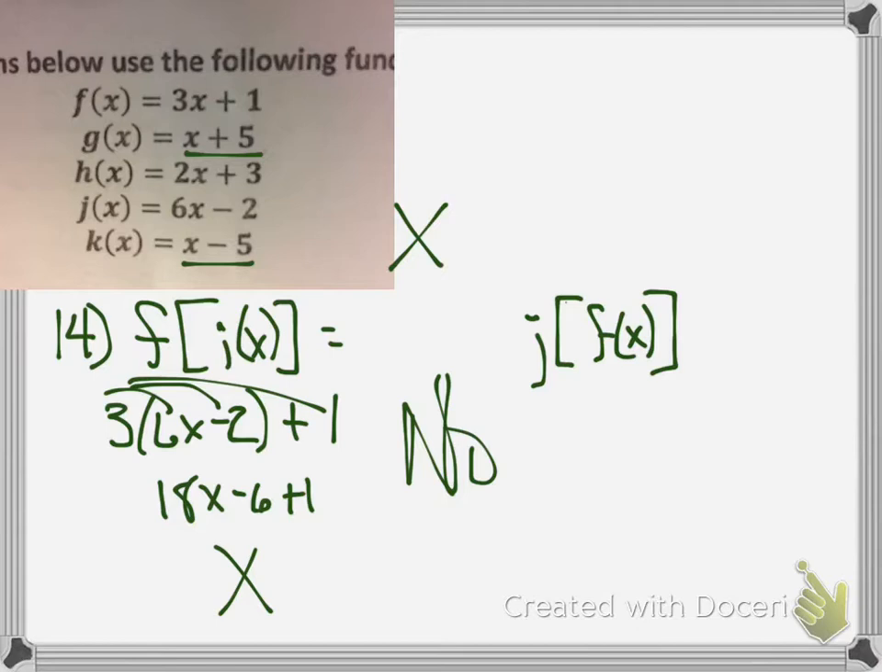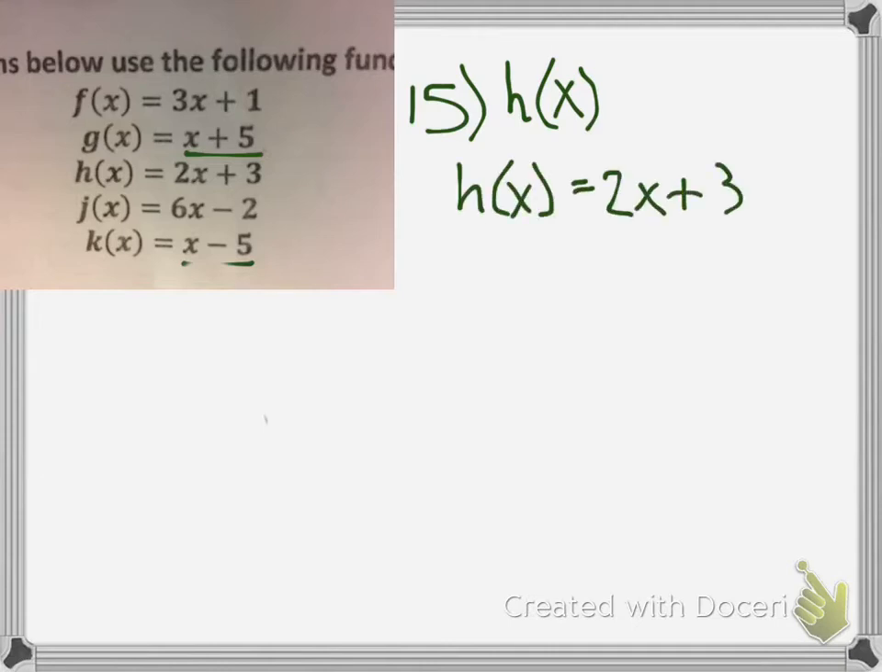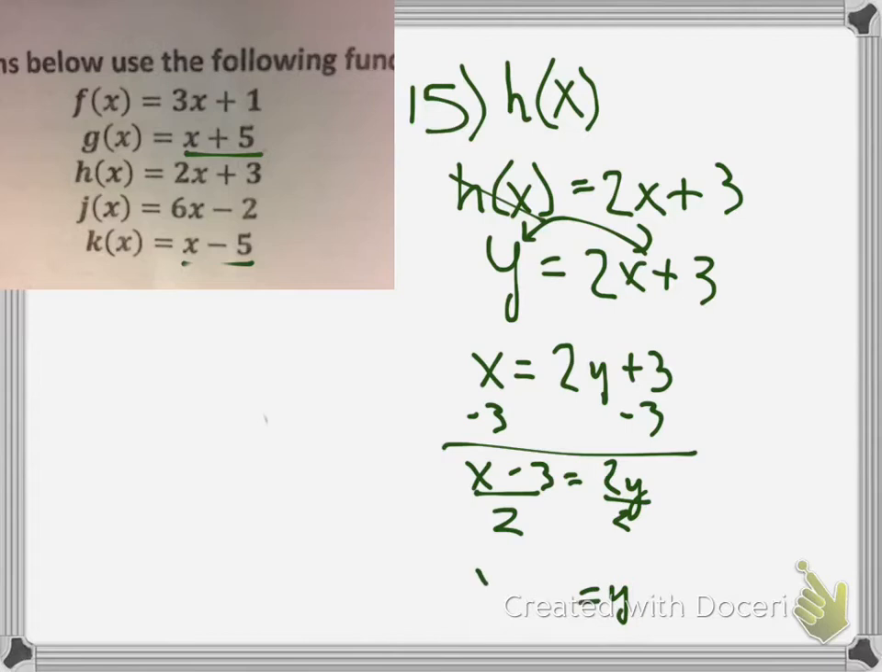Okay, there you go. And then on 15, I want you to actually find the inverse, which means get rid of the h of x and change it to a y, switch the x and the y, and then solve for the y. That means subtract 3 and divide by 2 in this case, and then leave it like that, and you're done. So the inverse is x minus 3 over 2.